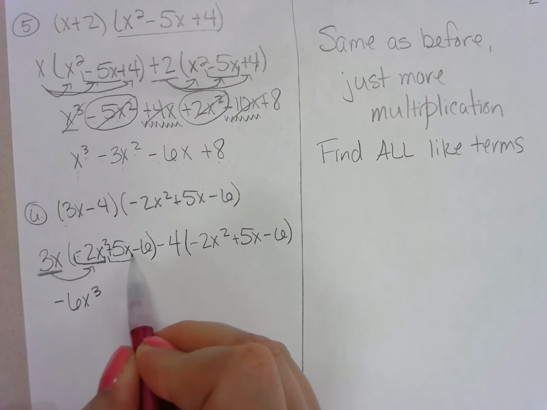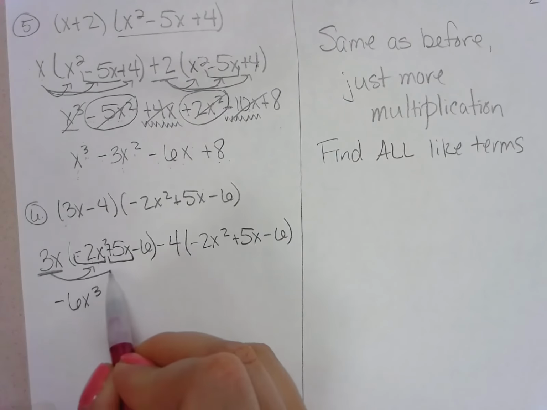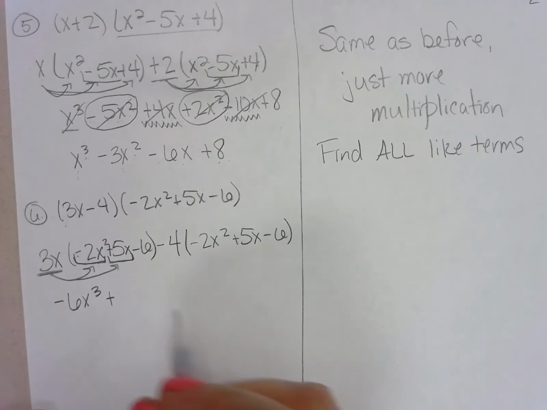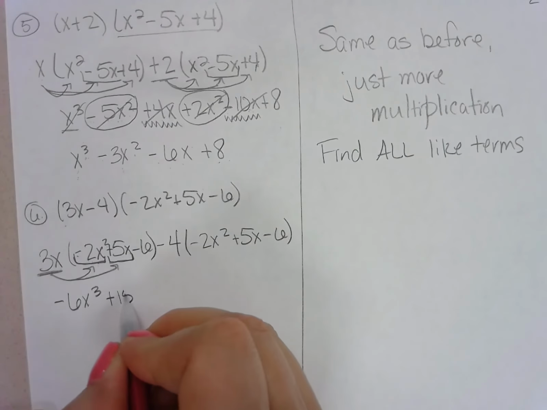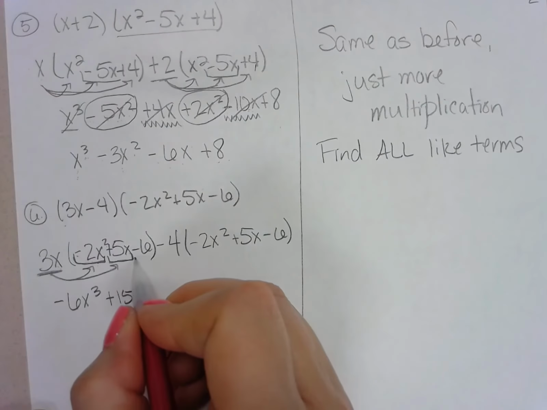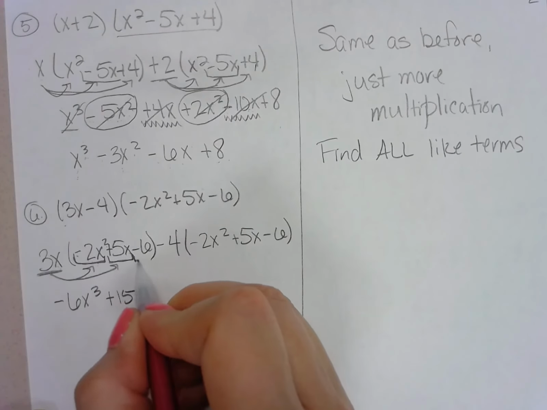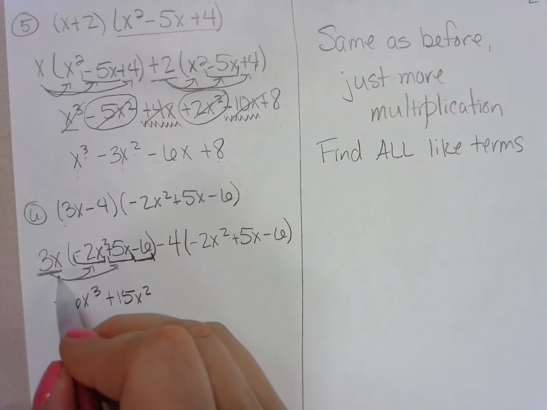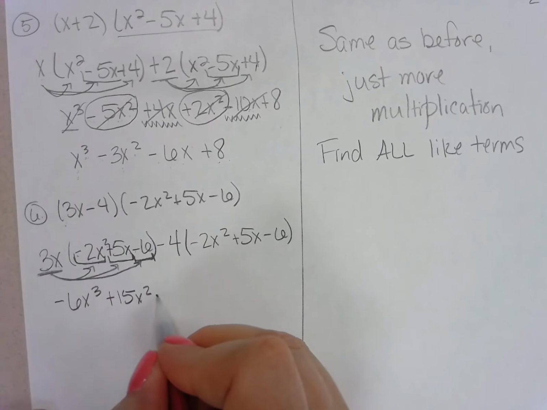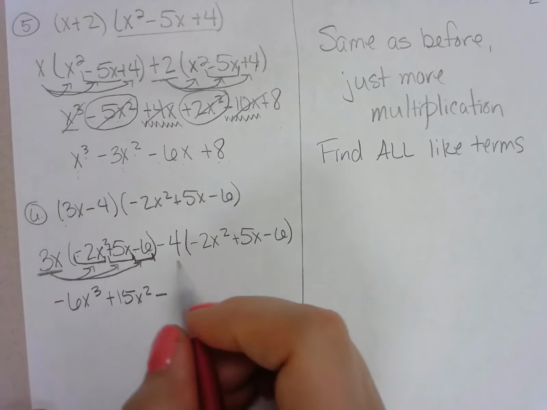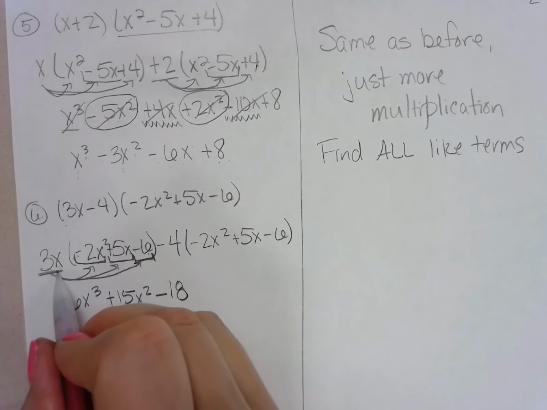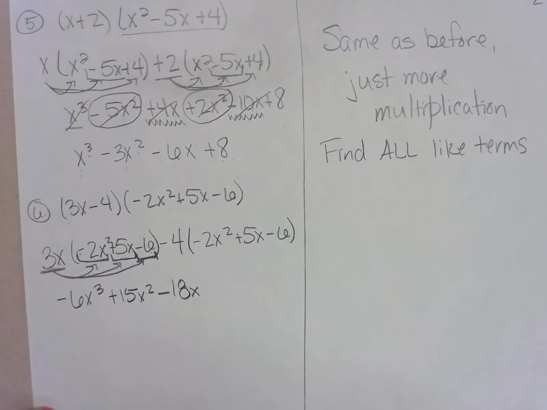Then I have a positive 5x. I'm going to multiply that times 3x. A positive times a positive is a positive. 3 times 5 is 15. x times x is x squared. And then this is negative 6. And I'm going to multiply that times 3x. Positive times a negative is a negative. 3 times 6 is 18. There's not an x here, but there's an x here, so there needs to be an x in my answer.